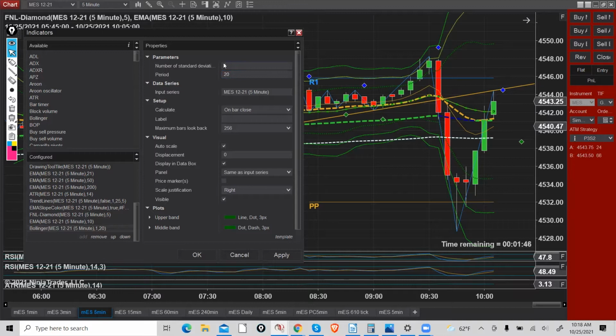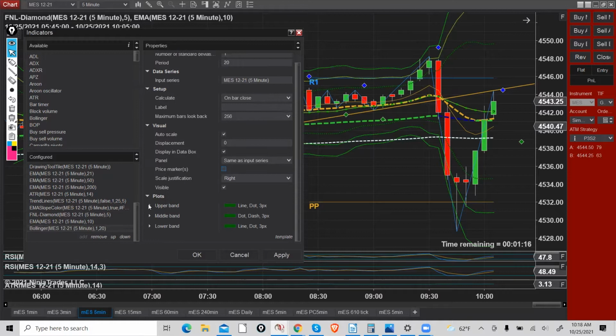So here, standard deviation 1 means it's the 1 sigma, period of 20. Those are the 2 parameters I have to change to get the band correct. From there, everything else is visual, so I might change the label to not exist. See where it says label? I might delete that so it doesn't show at the top of my chart. I might undo the price marker, which might be checked. You want to make sure that's unchecked because that'll give you a box on the right side of your chart where the Bollinger Band is, and it gets excessive over time.